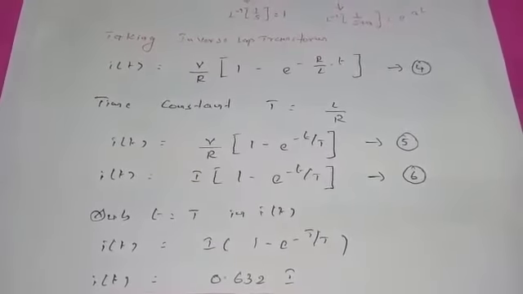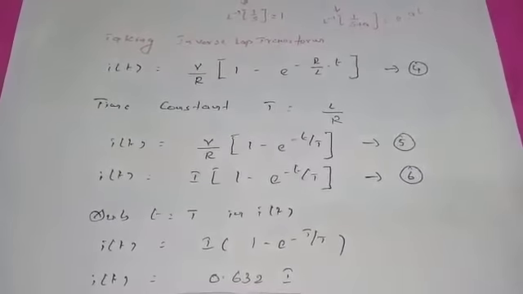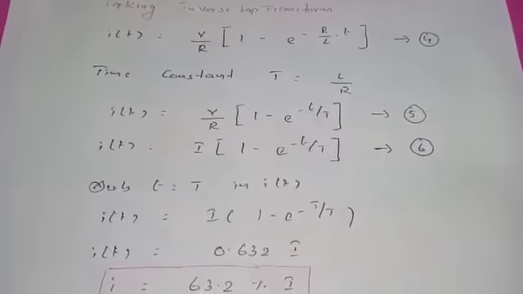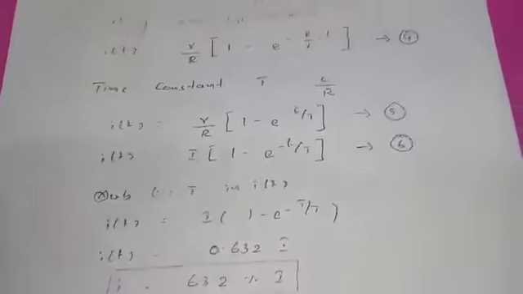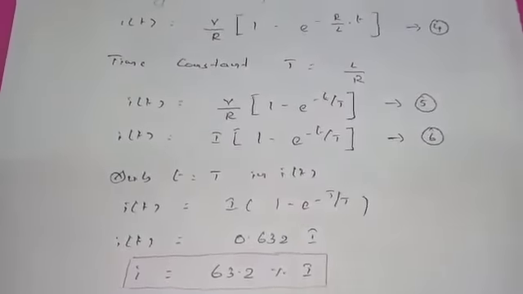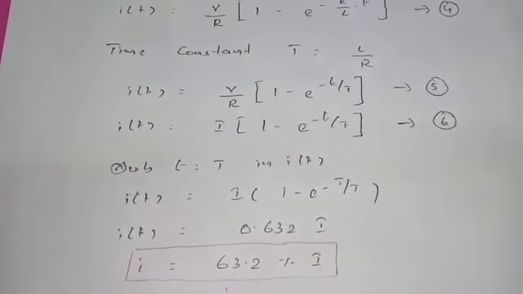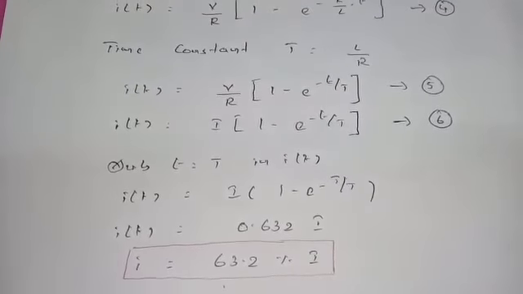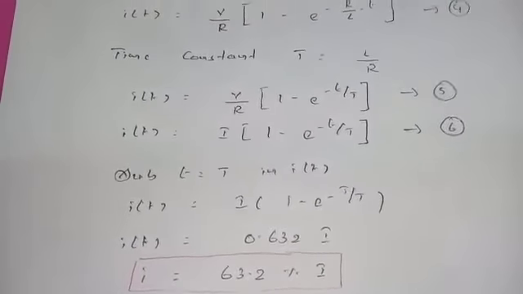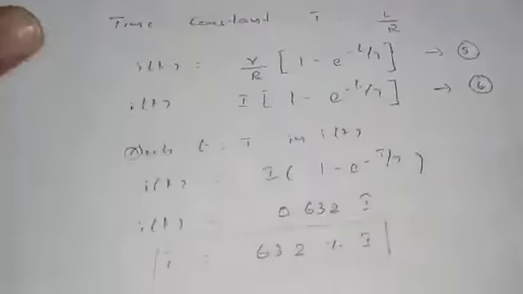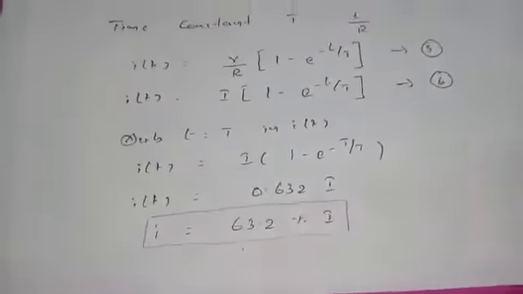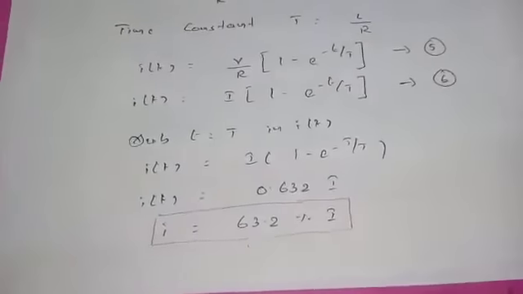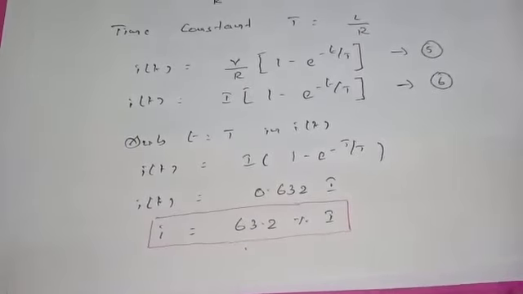So substituting small t is equal to capital T in the above equation, we get I of t is equal to capital I into 1 minus e power minus t divided by T. That is e power minus 1, because capital T and capital T get cancelled. So I of t is equal to 1 minus e power minus 1, which gives 0.632 into I. That is, I is 63.2% of the current.